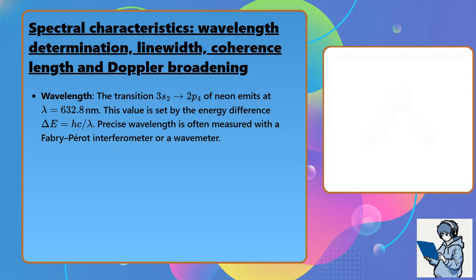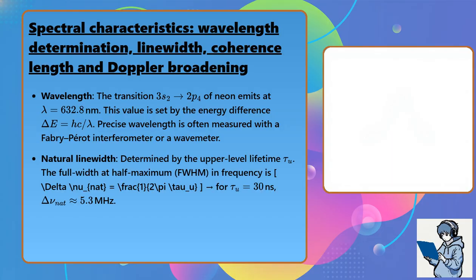Wavelength: the transition 3s2 to 2p4 of neon emits at λ = 632.8 nanometers. This value is set by the energy difference ΔE = hc/λ. The precise wavelength is often measured with a Fabry-Perot interferometer or a wavemeter.